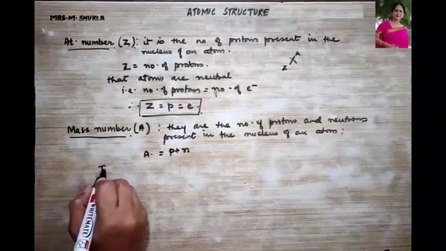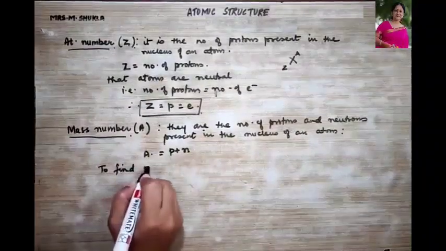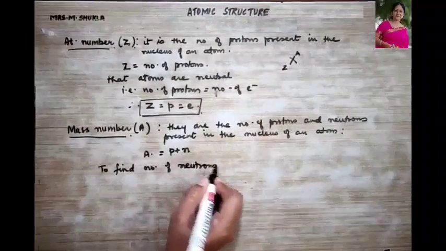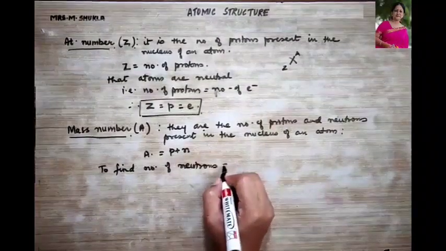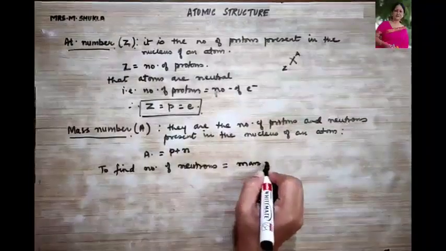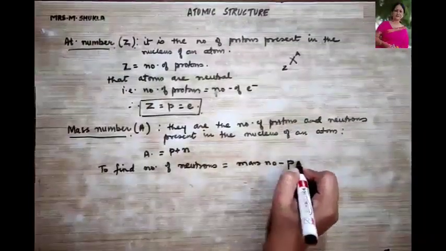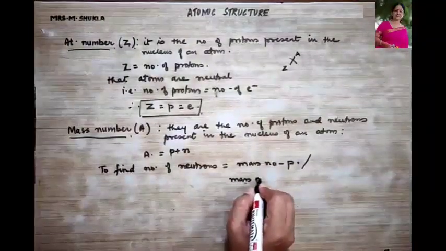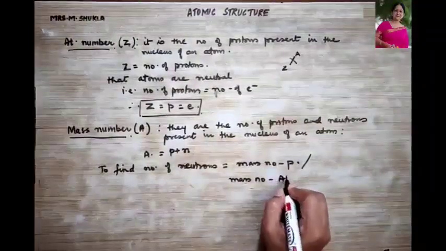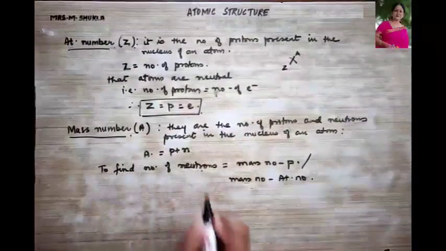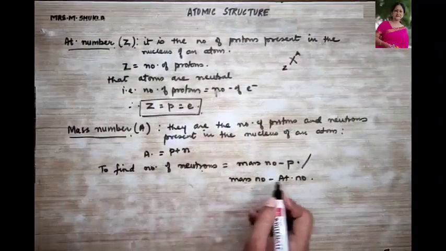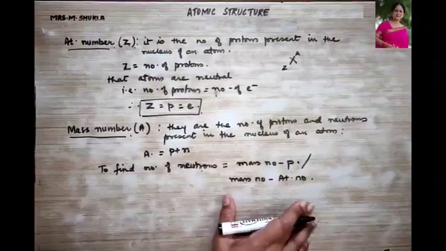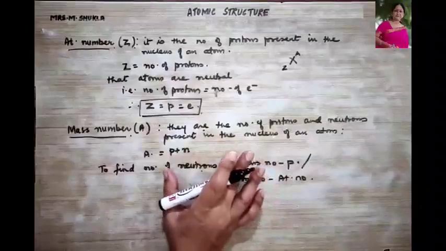Now to find out the number of neutrons, how do we find out the number of neutrons? What do we do? It is always equal to mass number minus the number of protons, or we can also say mass number minus the atomic number can also give you number of neutrons, or mass number minus electrons can also give you the number of neutrons. Is this point very clear to all of you?